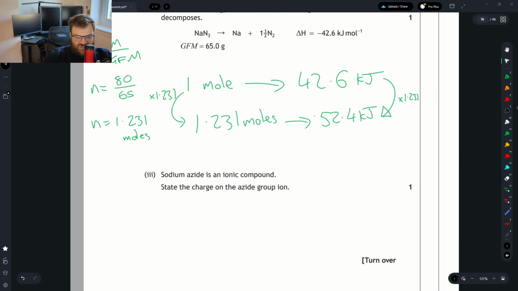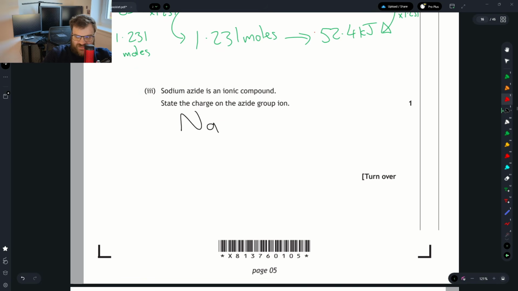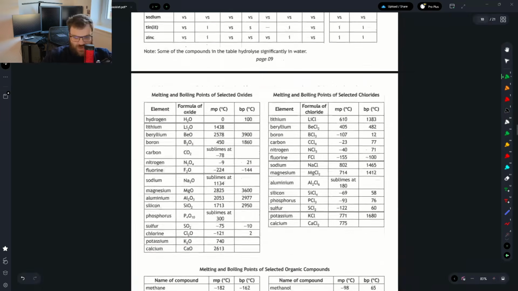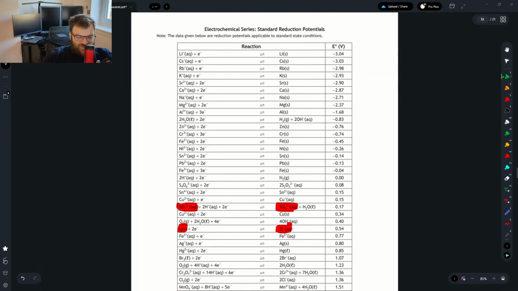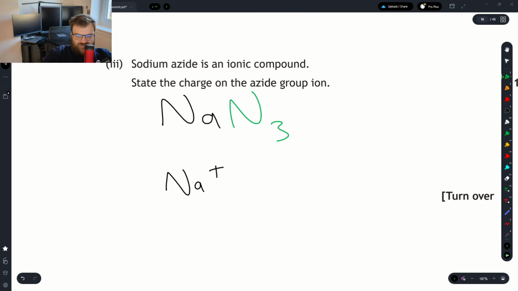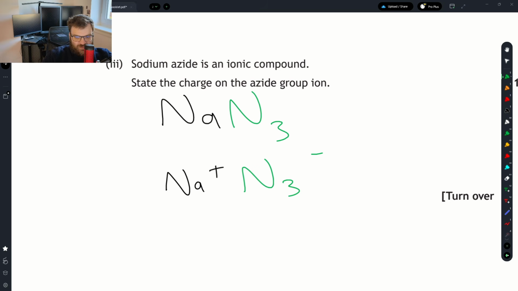Next one, we're talking about sodium azide. State the charge on the azide group ion. It gives us the formula as NaN3, and N3 is the azide. To find the charge on sodium, you can do it in 2 ways. One, go to the electron arrangement. It's 2,8,1. It's going to lose 1 electron to become positive. It would be Na+. Or, if you find sodium in the electrochemical series, you can see as well that it's got sodium as a positive ion. If you have Na positive, then you'll need to have N3 as being a negative charge. So it would have a charge of -1.